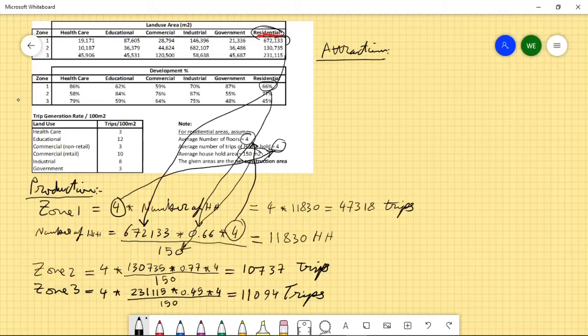Now look for the attraction. Let's go for zone 1. So we have here the healthcare. There is attraction generated from the healthcare. There is the attraction from the educational. There is attraction from the commerce. There is attraction from industrial, and there is attraction from government.